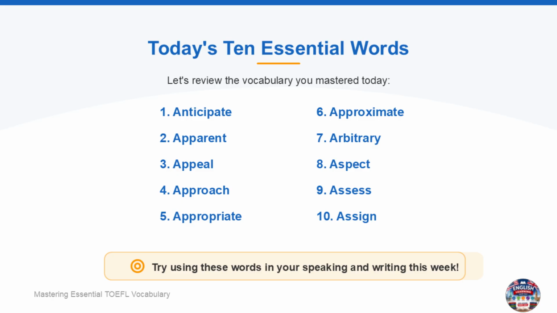Excellent. Today, you've learned 10 more essential academic vocabulary words. Anticipate, apparent, appeal, approach, appropriate, approximate, arbitrary, aspect, assess, assign. Remember, learning vocabulary takes practice. Review these words, repeat their pronunciation, and try using them in your own speaking and writing. The more you use these words in context, the more naturally they'll become part of your academic English.